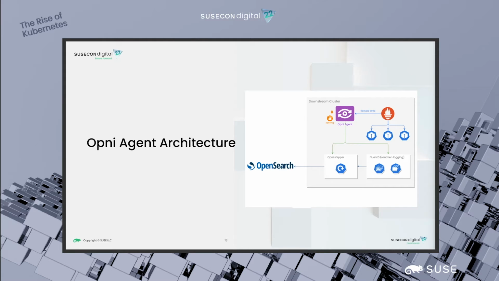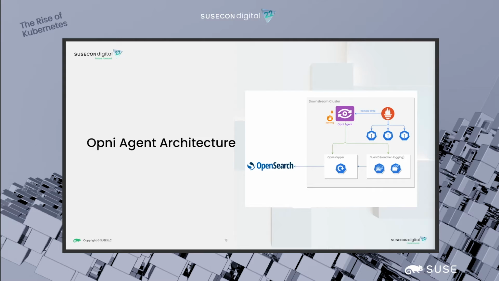So now that we've got the central cluster set up, we can take a look at the agent architecture. So this is what gets installed into a downstream cluster. It's quite simple. There's not a lot going on. We use FluentD to gather the logs from the Kubernetes cluster and then send them to the Opni shipper, which is the data prepper instance, which is then responsible for sending them onto OpenSearch after a little bit of pre-processing.